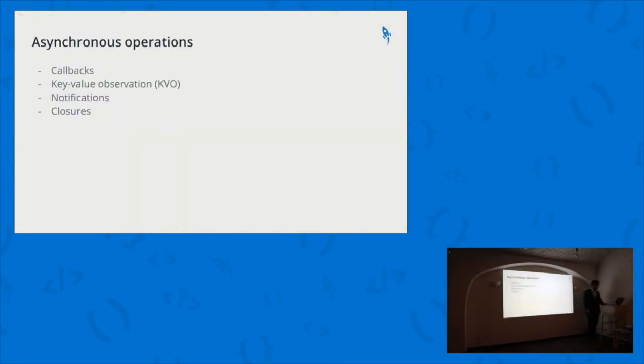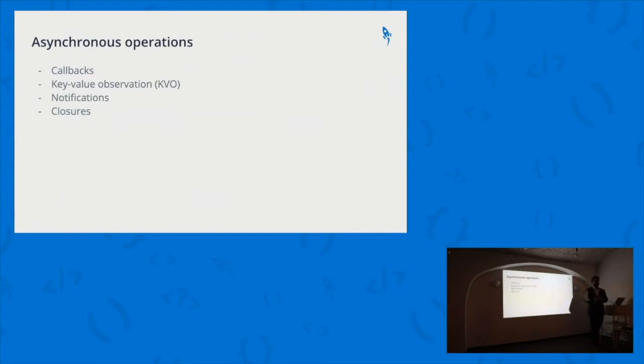So first, we have asynchronous operations. That's like a basic cornerstone of programming right now, because most of what we do, we don't do in the foreground, but we do it in the background to not block the user interface and to enable the user to work with the interface even if the app is processing in the background. And there are multiple ways to approach asynchronous operations right now. Those are, for example, callbacks or key value observation, which is a very Apple specific thing. Then we have notifications, notification center, and for example, closures.